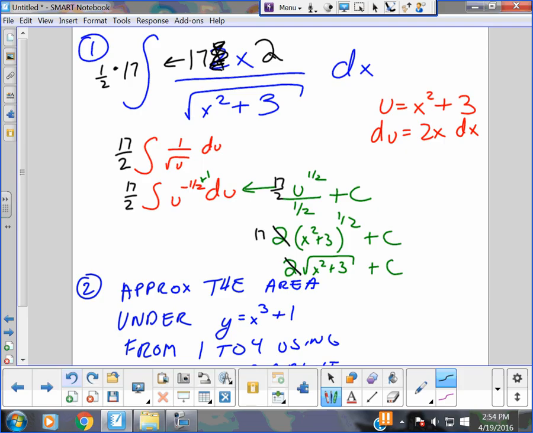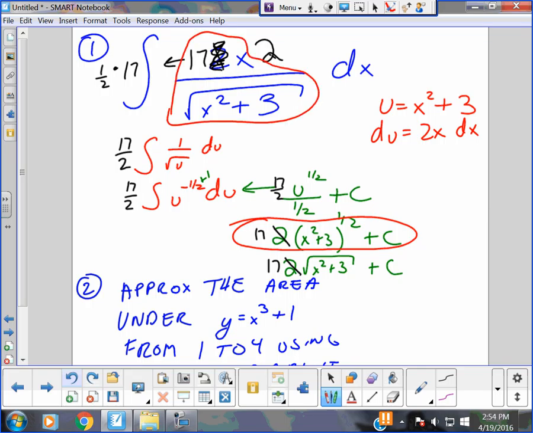Now everybody, this is really where students freak out, but it's not that bad because you can check your last step. If you take the derivative of that stuff, you have to get the original thing you started with. Again, this all comes back to our rules of integration.